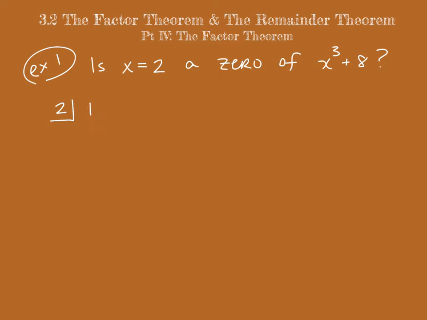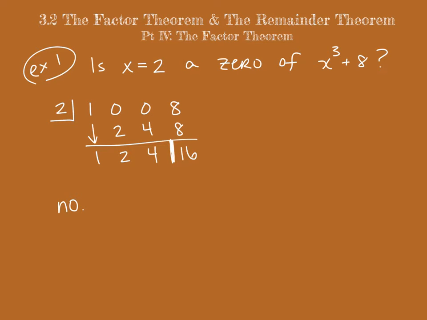I have a 1x cubed, I don't have a quadratic, I don't have a linear term, and then I have a constant term of 8. Looks kind of weird, looks like binary a little bit. Bring down the 1, 1 times 2 is 2, 2 times 2 is 4, 0 and 4 is 4, 4 times 2 is 8, and we're so close, but they don't cancel. We end up getting 16. So is x equals 2 a 0? No, it's not.